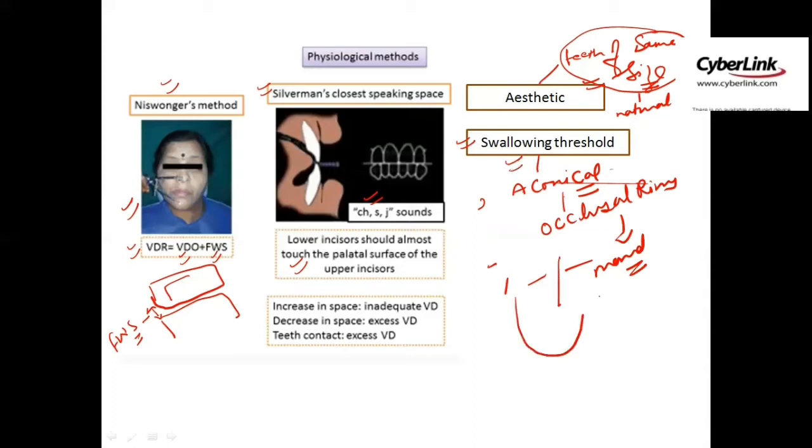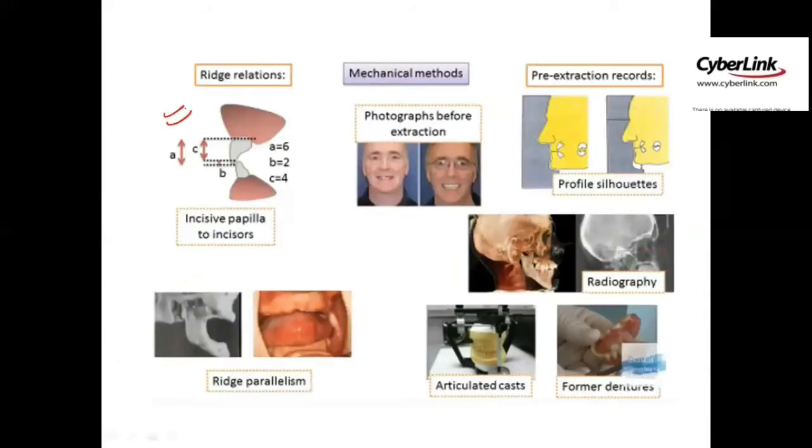The lower one should be made conical, right? Then come to your mechanical methods, ridge relations. In case of ridge relation, we use two methods: distance from incisive papilla to incisor, and second is ridge parallelism.